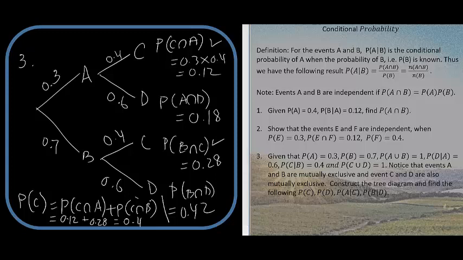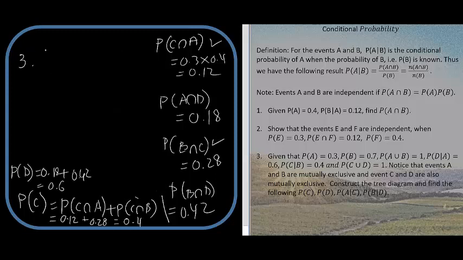Also, we know that since probability C is 0.4, then probability D must be 0.6. But we want to verify this from the conditions in here. Probability D will be 0.18 plus B intersection D 0.42. If you add together, you get 0.6. That is exactly what we are getting.